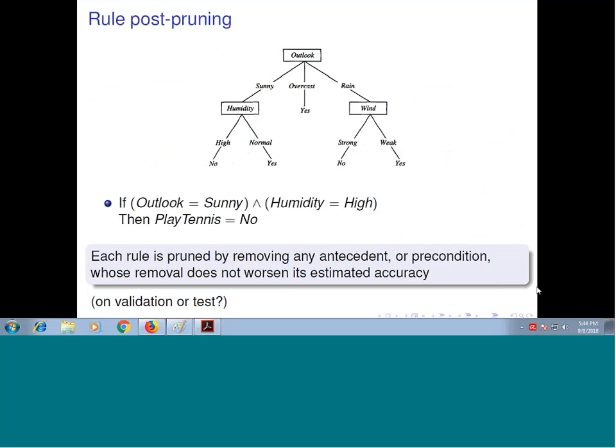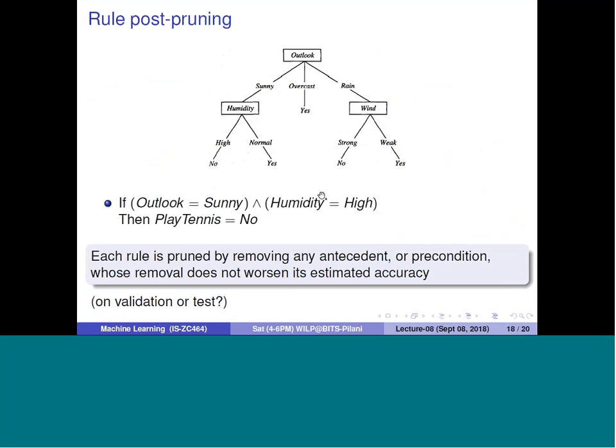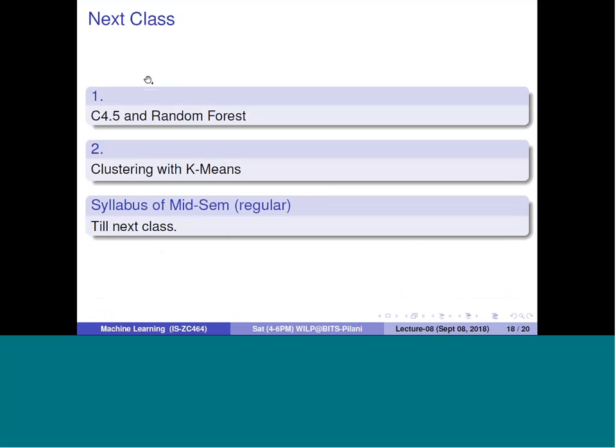Any more questions? This is the last slide, and maybe I may have talked about these things in this class, but it is fine to have them in the next class. Next class we have the C4.5 algorithm and random forest, and we would also see the clustering with k-means in the last class. Okay, and the syllabus. Many times you are asking what the syllabus is for the mid-sem examination and regular examination, and that is the things that we are going to cover in the next class.